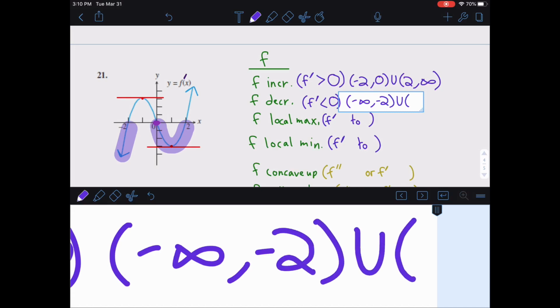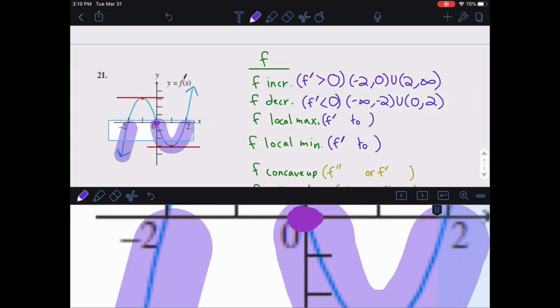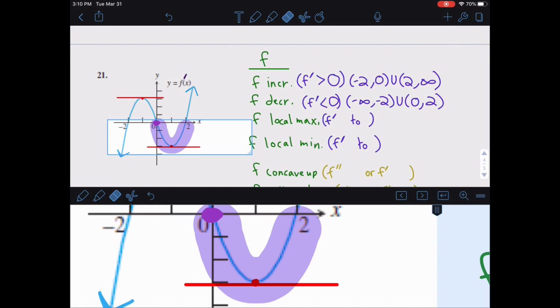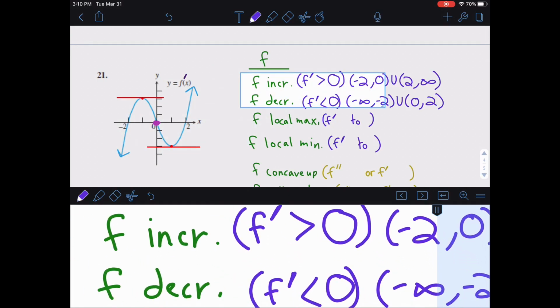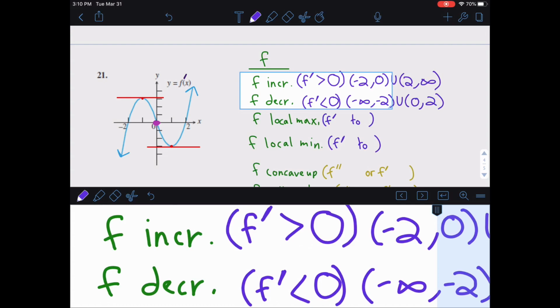-infinity to -2 and 0 to 2. Okay, so we can determine where f is increasing, decreasing, if we can look at our graph of f prime and figure out where it's positive or negative. And basically what I'm doing here is like we did back in section, I believe that was 4.2.